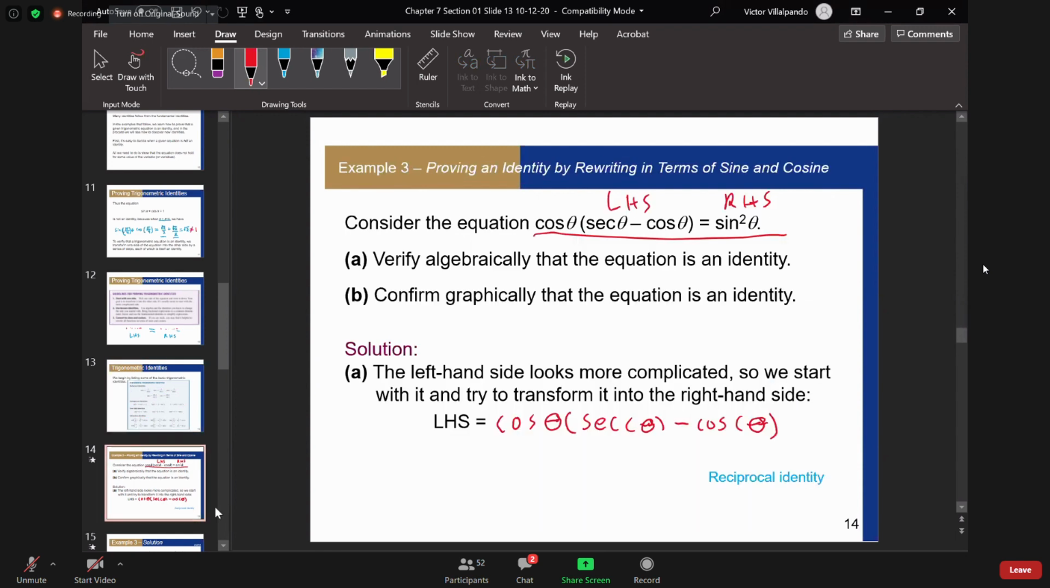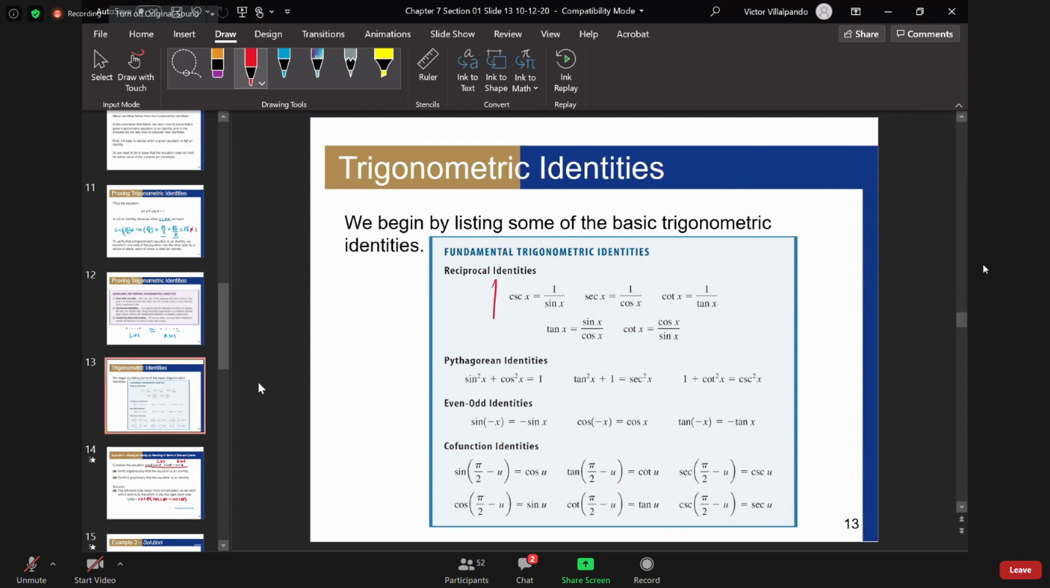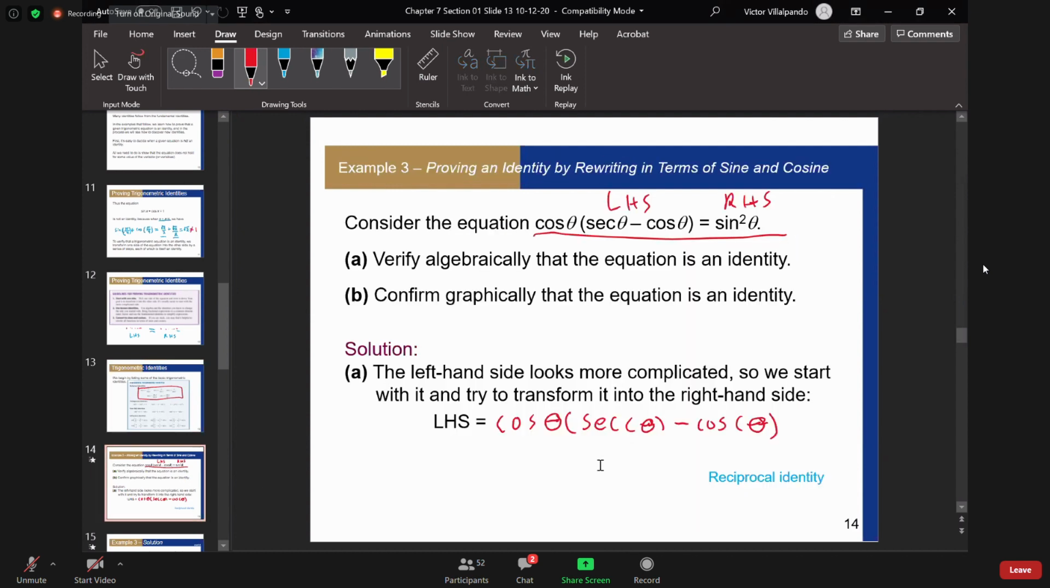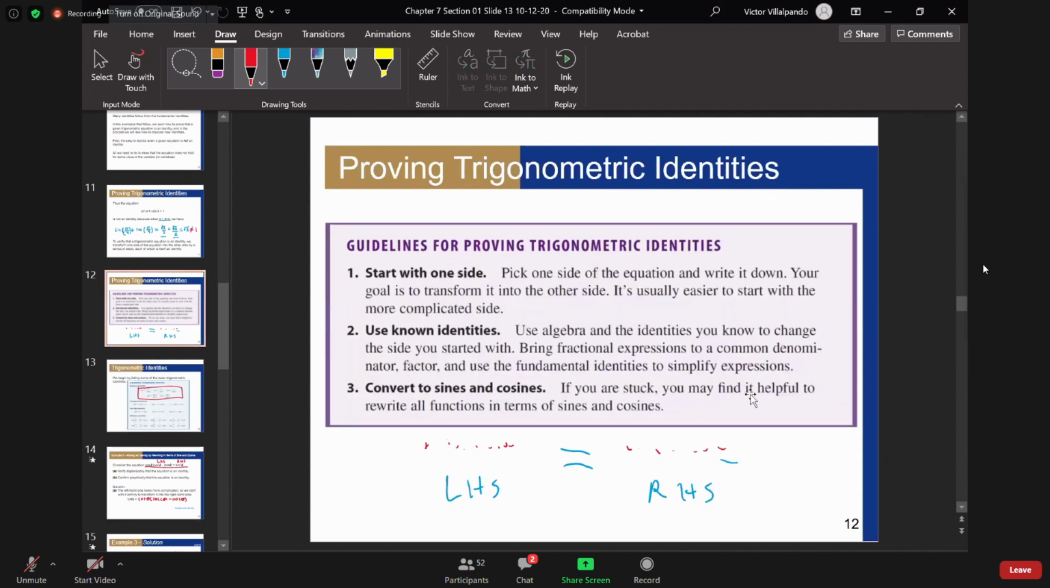All right. So they want us to use a reciprocal identity. I see cosine, I see a secant here. So based on my reciprocal identities, I narrowed it down to the reciprocal identities. I want to use the reciprocal of secant because, like they say in the steps, if you're stuck, you may find it helpful to rewrite all the functions in terms of sines and cosines. Before step two, because I haven't been able to use any algebra yet, it looks like I need to use some of my trig identities, which is a reciprocal identity.